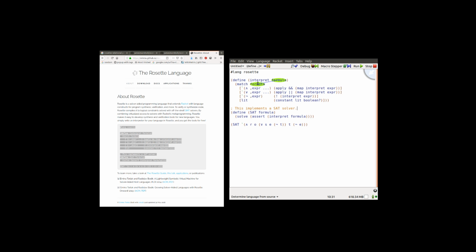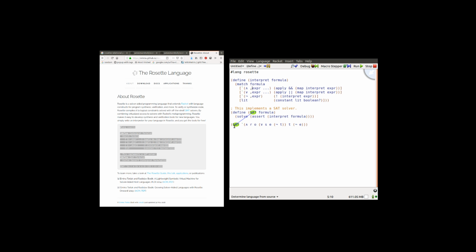It's pattern matching. When the formula matches an AND of an expression, you apply interpret over all the values in that expression, and then you AND them all together. Same goes with OR. And for negation, you negate the interpretation of whatever the expression is. I really like that Dr. Racket makes all these visual associations and all this highlighting for you. It really helps with the readability of your code.